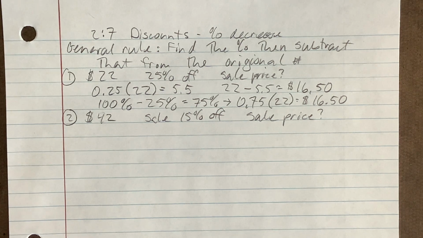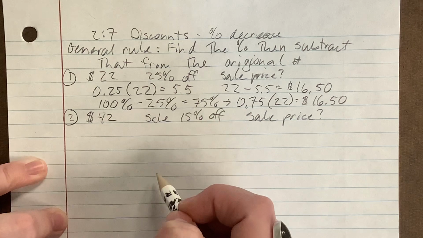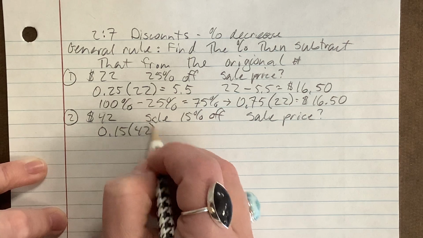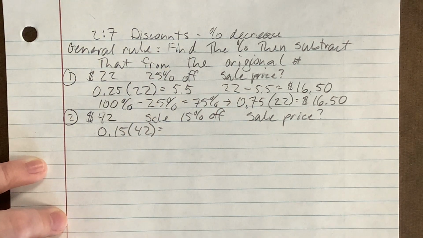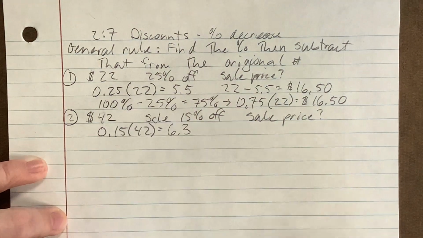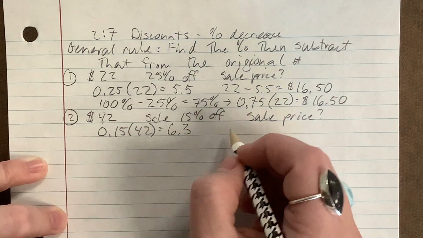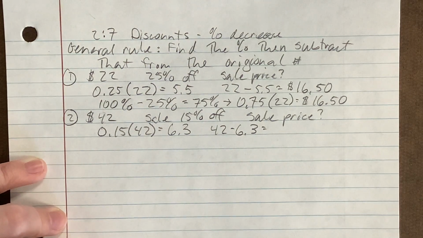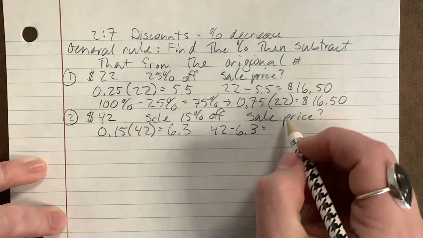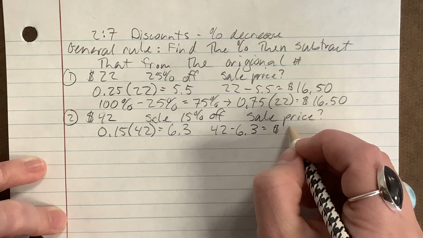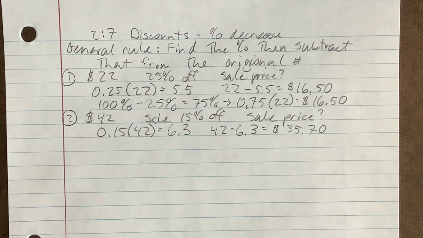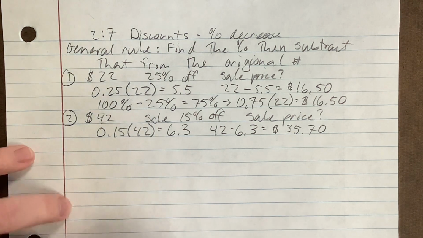So, two ways to do it. First way is change the percent to a decimal, 0.15 times 42. And this tells us how much it's off. So that's $6.30 off. And now I need to figure out how much is left. So we do 42 minus the 6.3, and it still costs $35.70. Okay, so two steps that way.